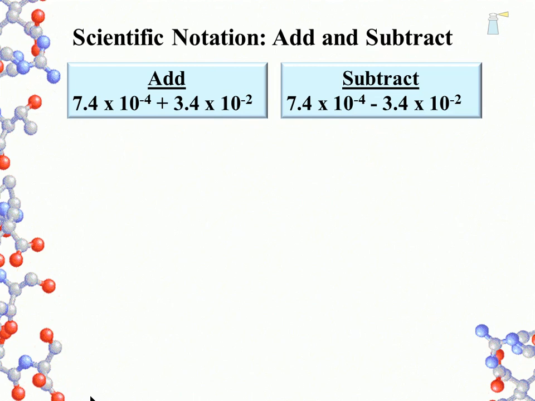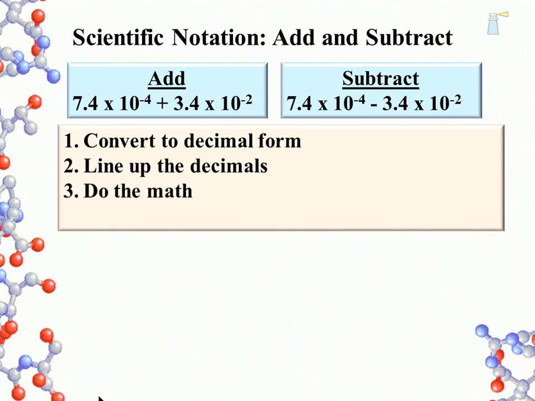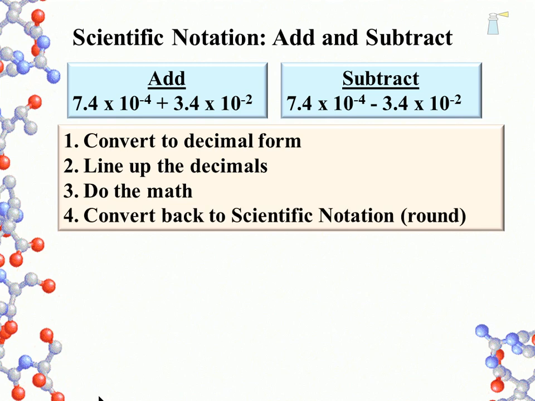There is no easy way to add and subtract numbers in scientific notation. The best way requires moving between decimals and exponential form. Here is a 4-step process that outlines the practice. It works for both subtraction and addition. Step 1, convert to decimal form. Step 2, line up the decimal points. Do this by putting the first number on top of the second number instead of side by side. Step 3, do the math. And then step 4, convert back into scientific notation and round if necessary.